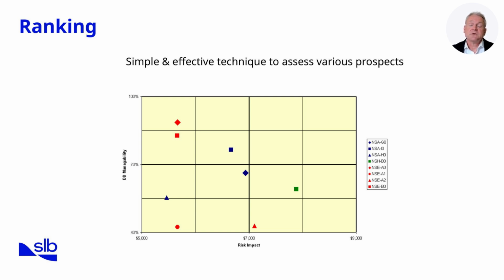The graph shows a cross-plot of wells compared to DD management and risk impact. We can then identify wells that are easiest to drill with the lowest risk. In this example, NSE-A0 and NSE-B0 are the 2 best candidates. By mastering basic ranking, we build a foundation for using more sophisticated tools like decision trees. That will be our focus on the next slide.